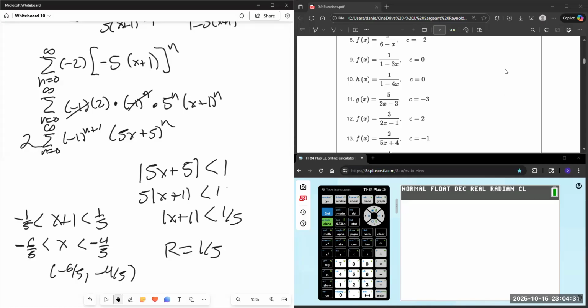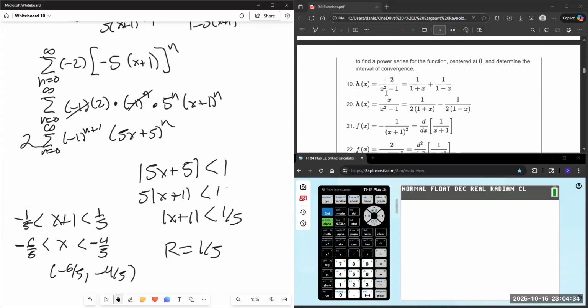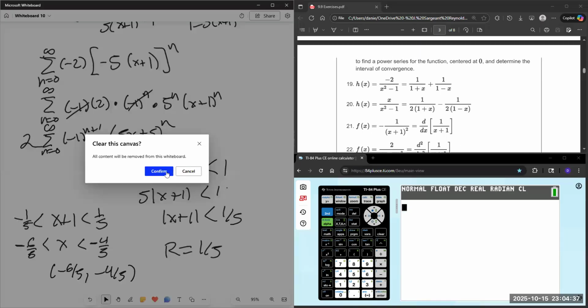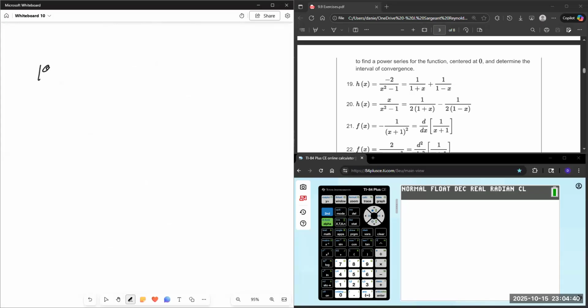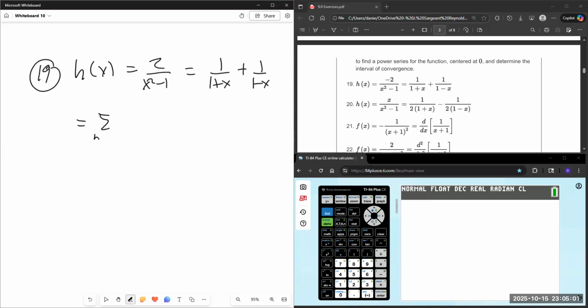Let's look at number 19. 19 says that h of x is equal to -2 over x squared minus 1, which they've done the partial fraction decomposition for us, is 1 over 1 plus x plus 1 over 1 minus x, which both can be written geometrically. This is the summation from n equals 0 to infinity of (-x) to the n, plus, and this one is the summation n equals 0 to infinity of x to the n.